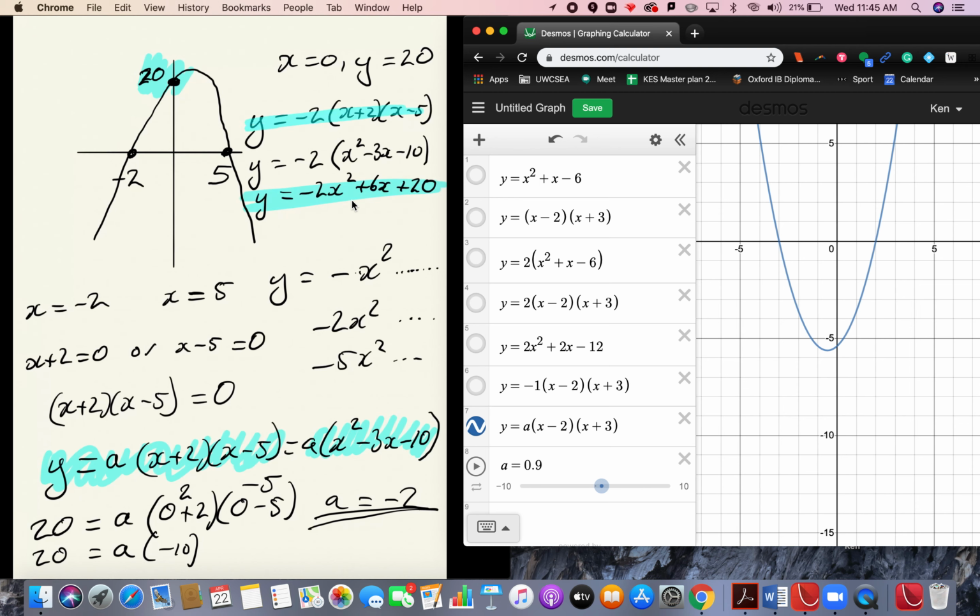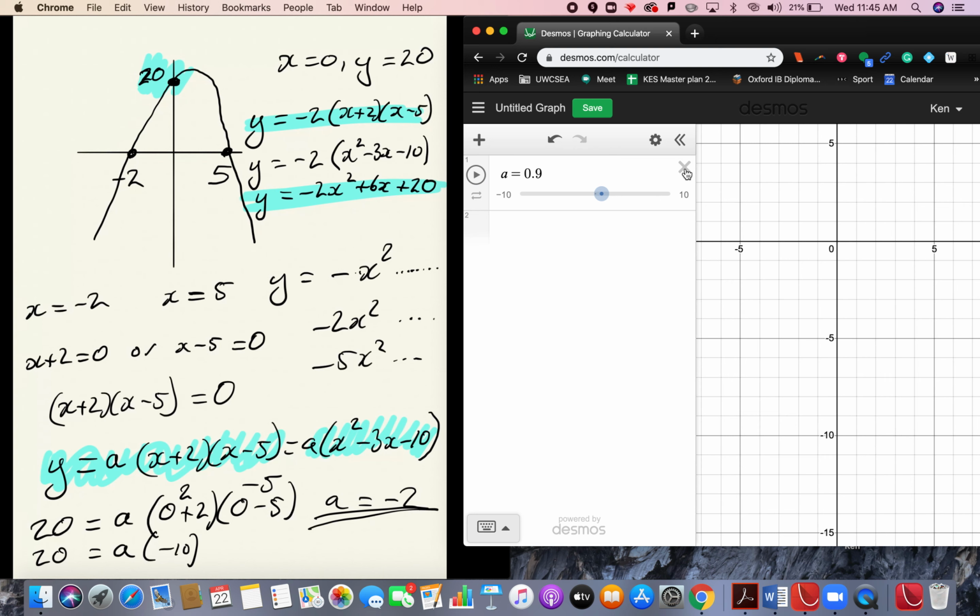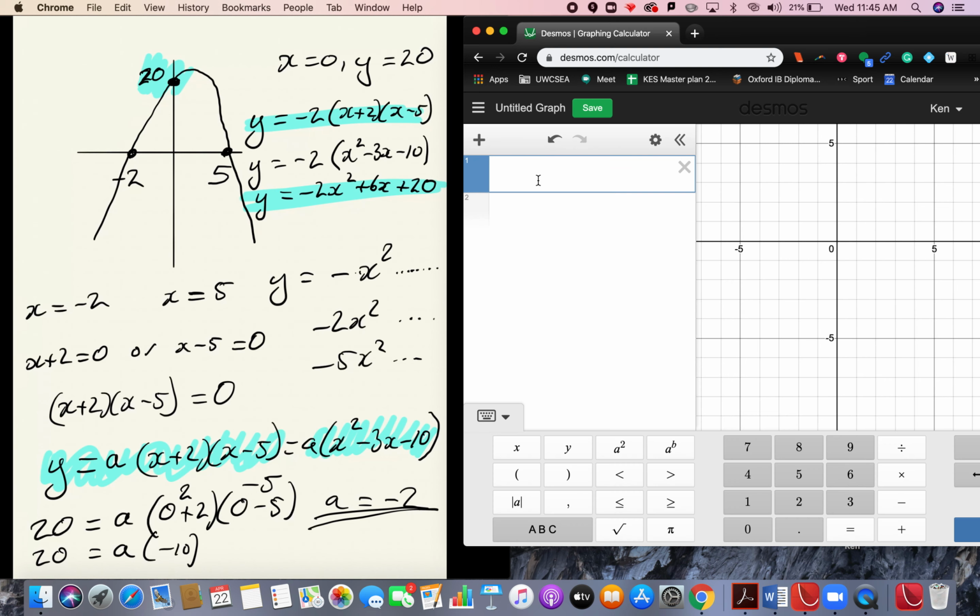Now, I'm just going to go into Desmos just to confirm that. Let's just get rid of all of these other windows, and we'll just type that in and see what we get. So this is y equals negative 2. I'm going to do the factored form first. (x + 2), close bracket, into (x - 5), I think. Yep.